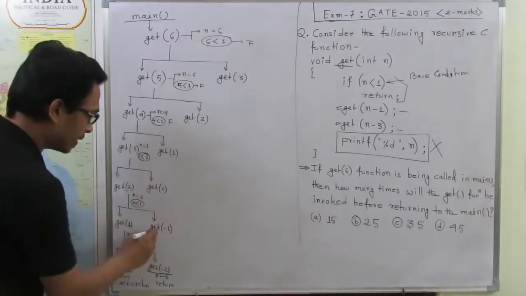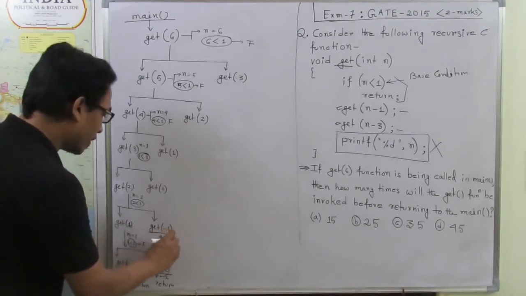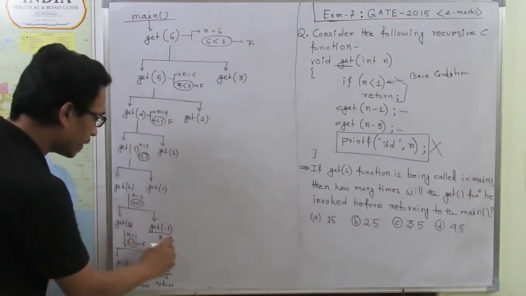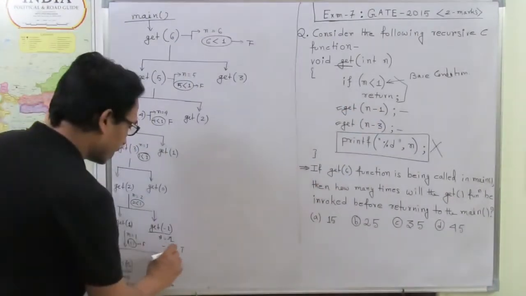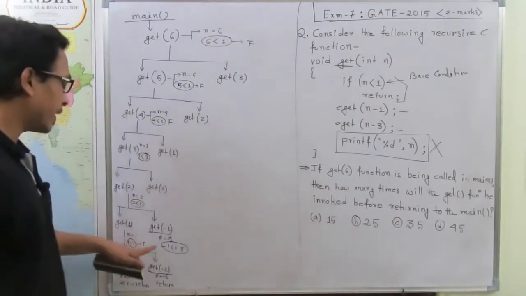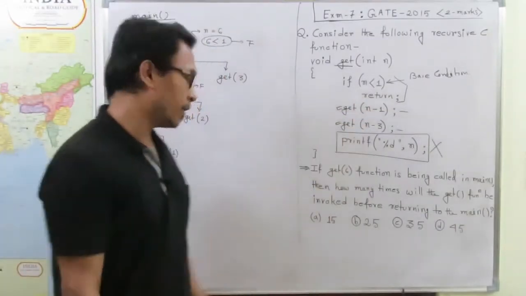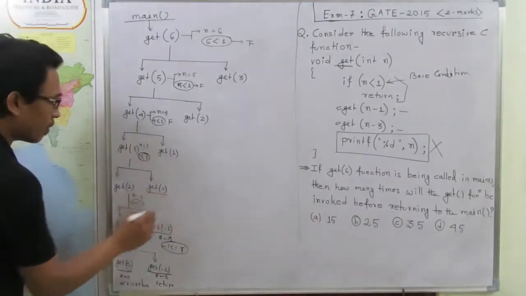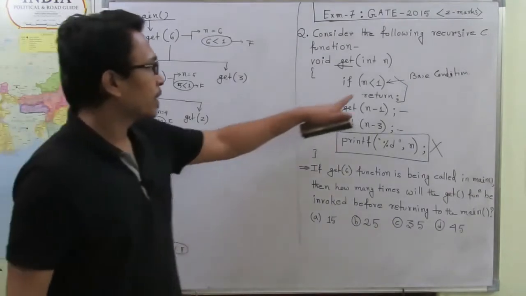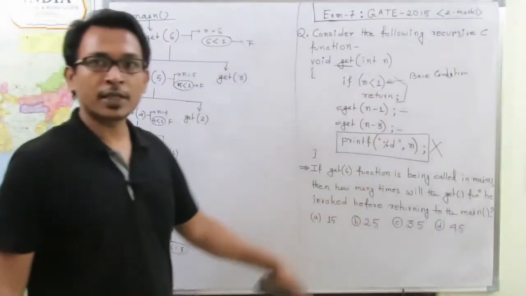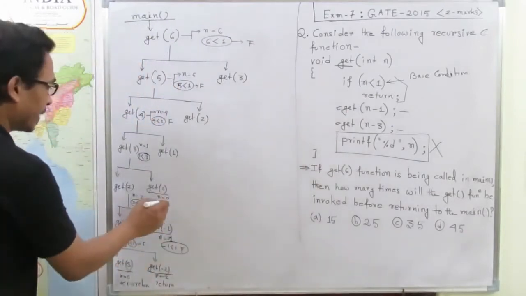Now here in this case, what is the value of n? The value of n is minus 1. Now minus 1 again less than 1, yes, true, that means we again get this return statement. So here again the return statement will be encountered and no more get function will be called. Now next one is this one. What happened in this case? The value of n is 0, so 0 less than 1, yes, true, that means the return statement will be encountered, that means no more get function will be called, that means here also we return back.